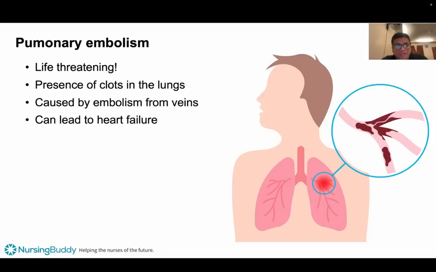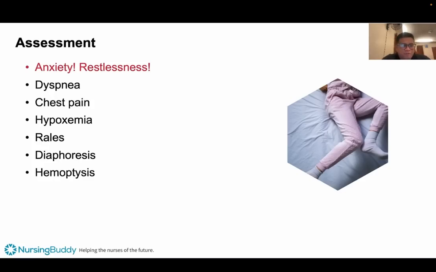Another case also, kapatid, is your pulmonary embolism. When we say pulmonary embolism, this is a life-threatening condition. It's where there's a presence of clots in the lungs. It can be caused by your embolism. Embolism from the different parts of the body enters into the right atrium of the heart, down to your right ventricle, going to your pulmonary artery. And of course going into your respiratory system, and this can actually lead to heart failure. Remember that one.